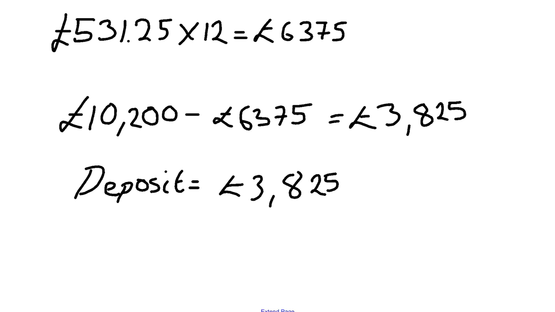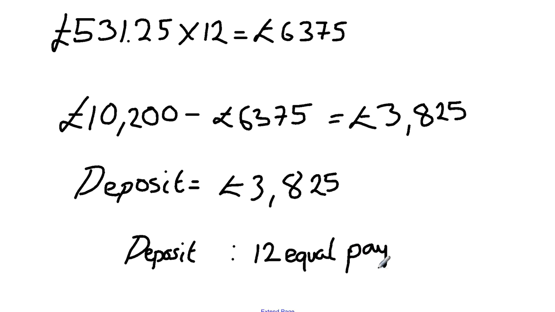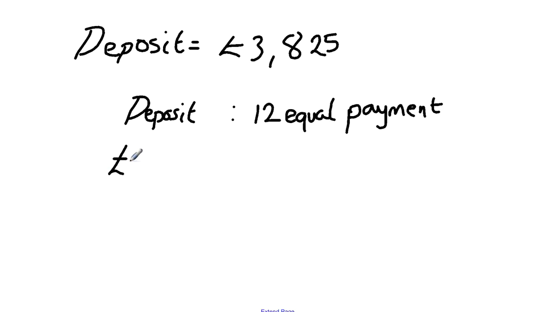So the question states that we need to form a ratio of the amount of deposit to 12 equal payments. Okay, so the deposit to 12 equal payments. We know what the deposit was, so the deposit was £3,825. And the 12 equal payments was 6,375 pounds.